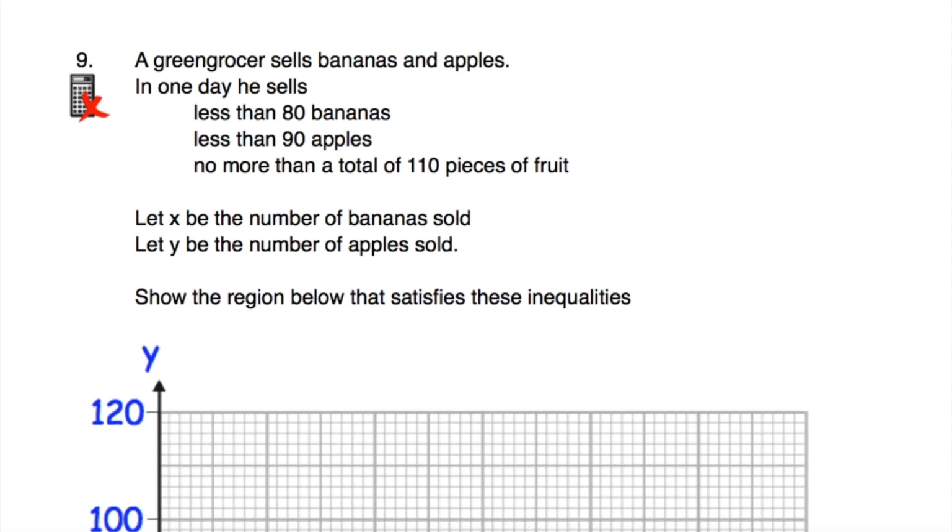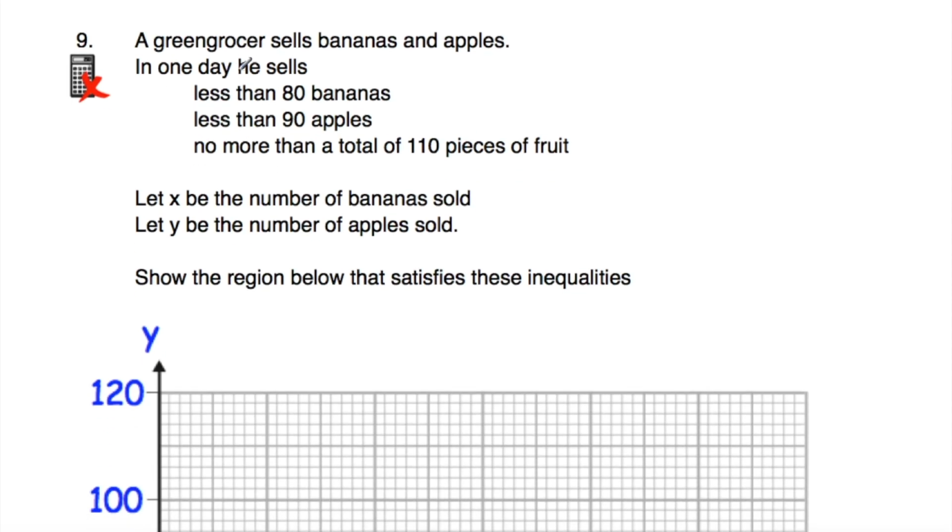Okay, let's have a look at our next question, question number 9. So question number 9 says, a greengrocer sells bananas and apples, and in one day he sells less than 80 bananas, less than 90 apples, and no more than a total of 110 pieces of fruit. And we've been asked to let X be the number of bananas sold and let Y be the number of apples sold, and to show the region below that satisfies these inequalities.